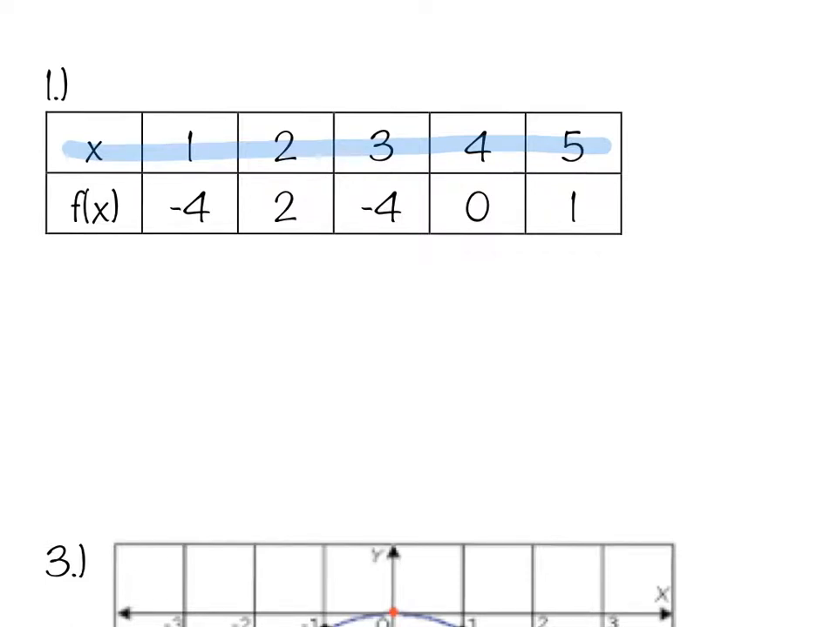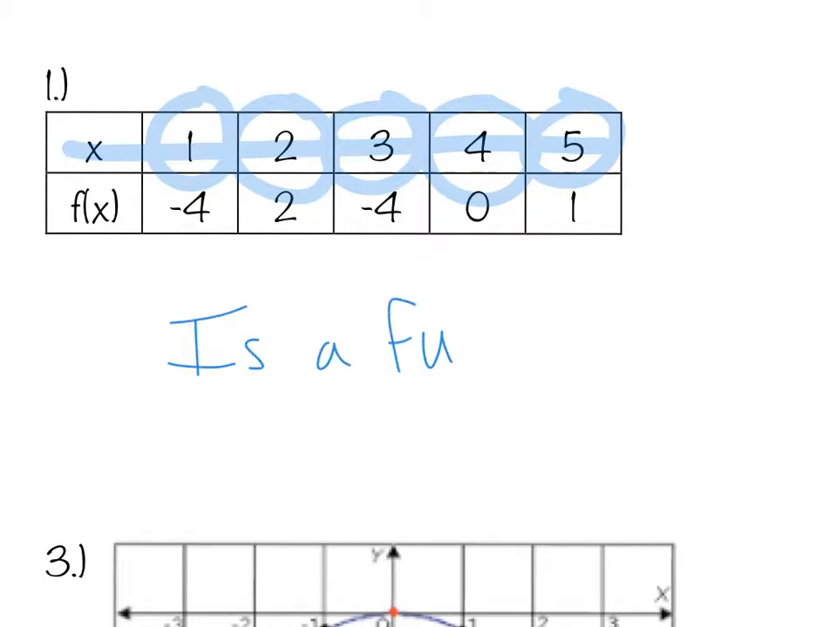Now in this case, all of my inputs, you see here, all the input values are different. Right away you can determine that this is a function. Because functions have every input value with a single output value, since they're all different input values, then it's a function. Well, at least with the data we have given.